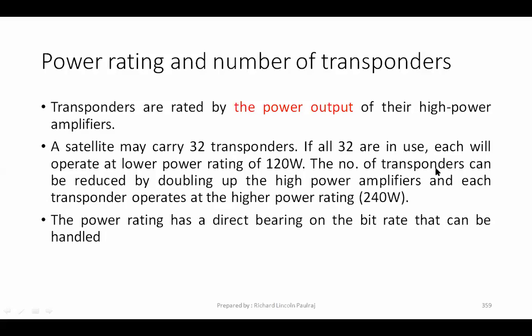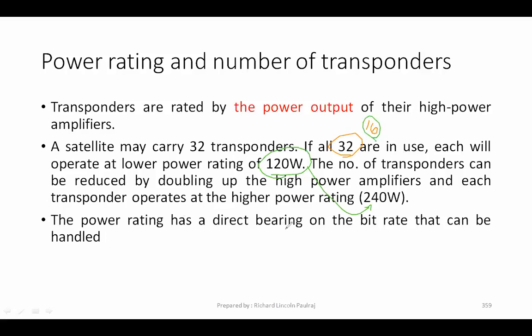The number of transponders can be reduced by doubling up the high power amplifiers, and each transponder operates at a high power rating of 240 watts. So if we want to reduce from 32 to say 16, then we have to increase the power rating from 120 to 240, almost double. So it is like getting more work done from fewer transponders.